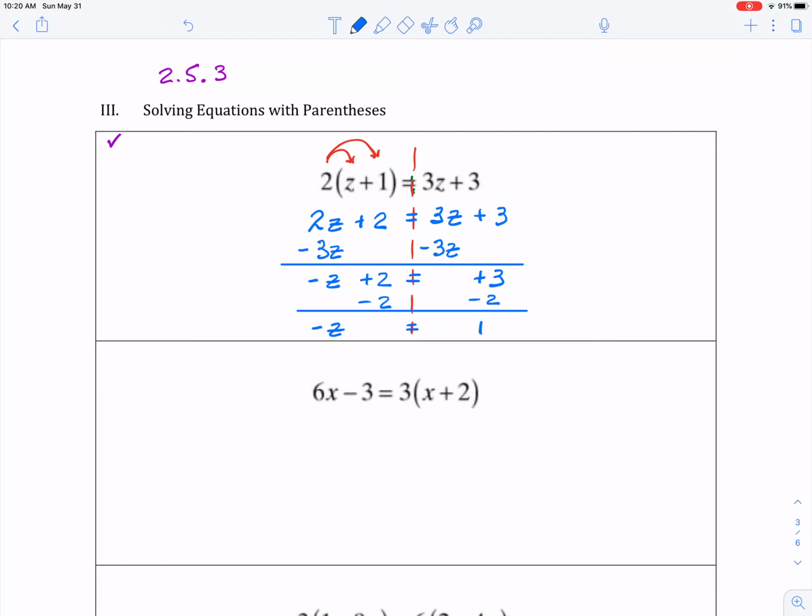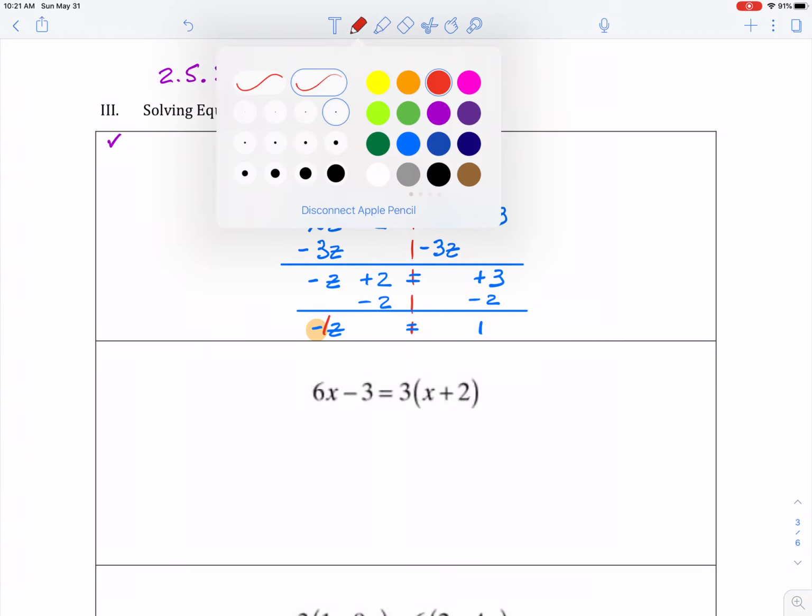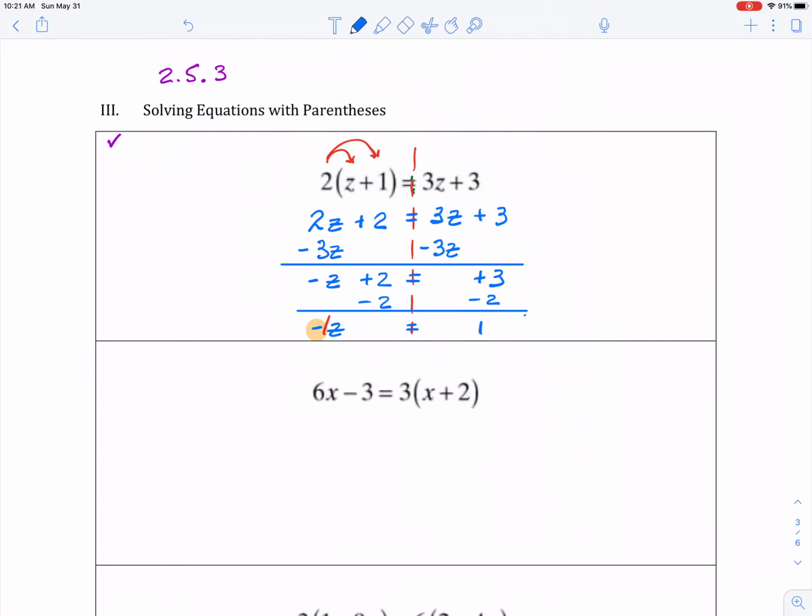Now, are we done? No, we're not done. When you end up with a negative in front of the variable, you don't stop, because technically what you have there is a -1. Remember, we said we would always divide by the coefficient in front of the variable term when we get it down to this last step. So I'm dividing each side by -1.